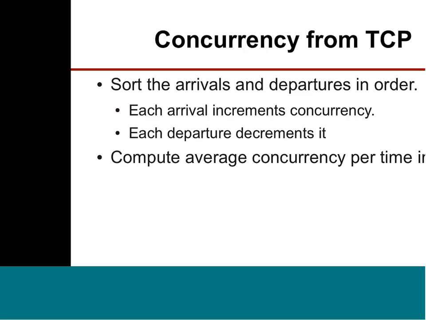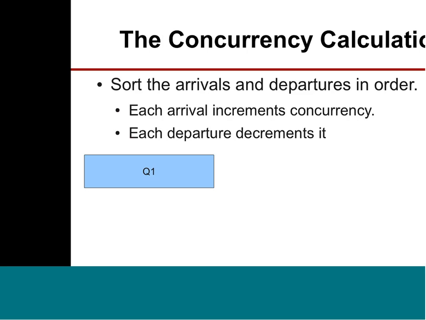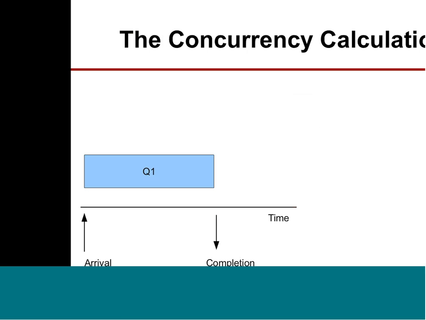The pt-tcp-model tool knows how to do this. It makes it relatively easy for you. So let's do a visual model here of what happens. Some query arrives at t equals 0 and runs for 4 units of time. Let's call it 4 seconds. And then it completes, and that's the blue box, query 1.